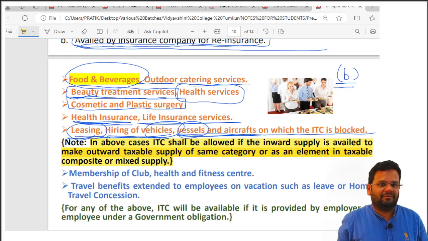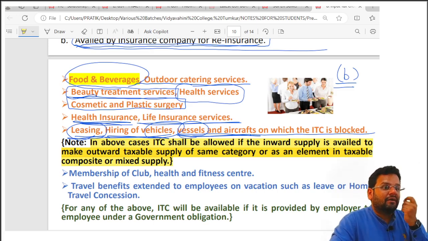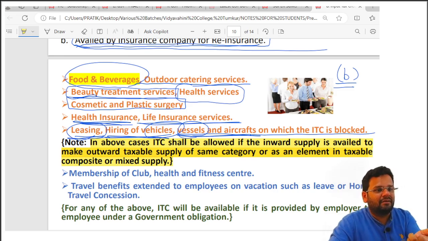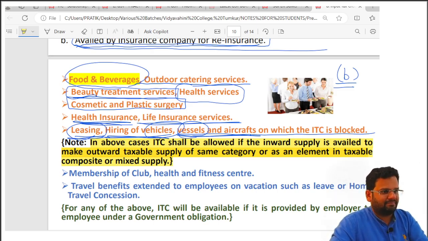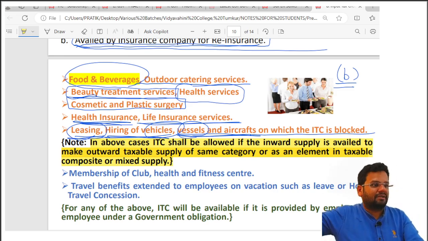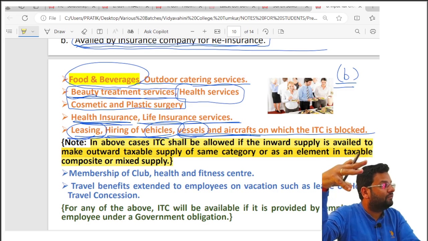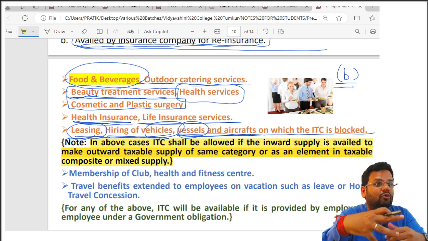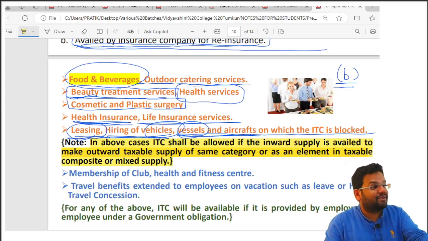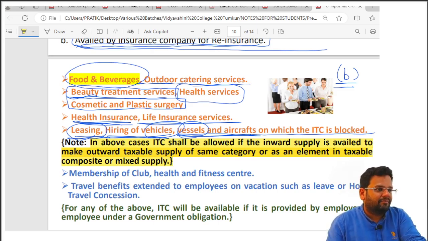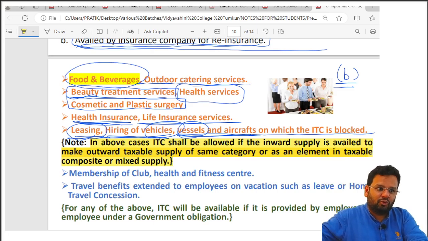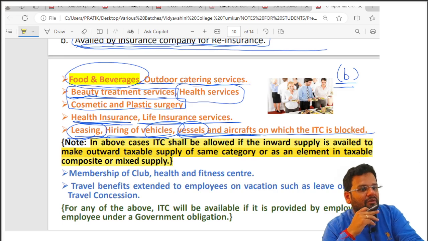I gave you the example of premium airline companies. They give you supply of transportation along with the facility of meal, but surely they don't cook their own meal. They take supply from some XYZ catering company. So inward supply of catering is taken to give outward composite supply. Which composite supply? Air travel along with meal. So in this case, will ITC be allowed? Means Vistara Airlines takes catering service from Taj to serve meal to you. Will ITC be allowed? Yes.